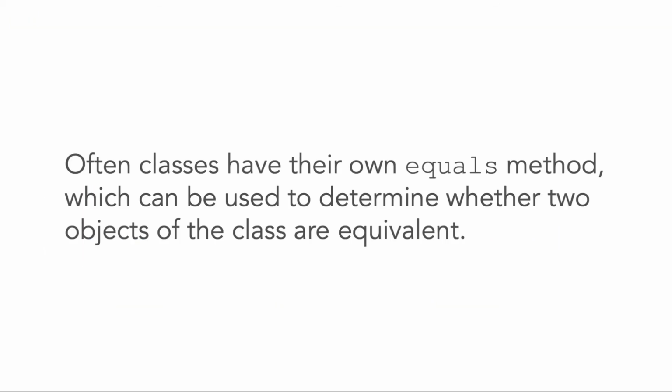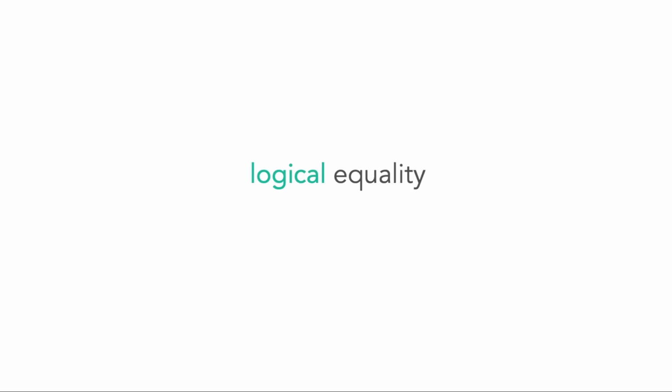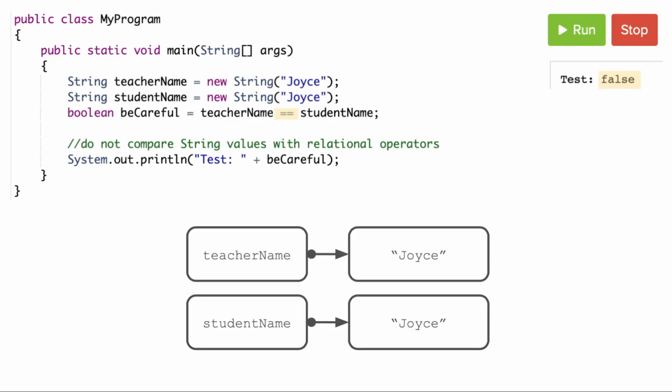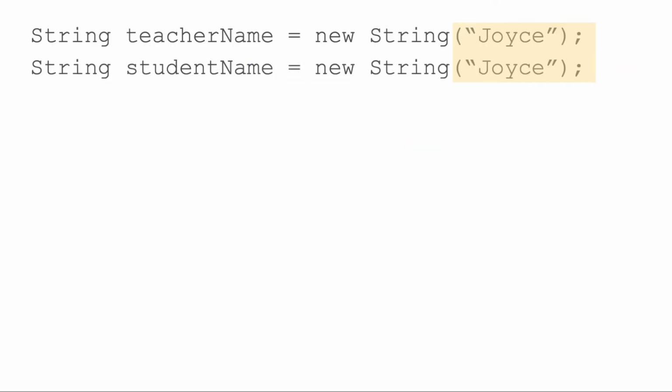Often, classes have their own equals method, which can be used to determine whether two objects of the class are equivalent. This is considered logical equality, when we check to see if the values or data of the objects are equal. We modeled this in Lesson 3.1. Even though these string variables store equal values, they are actually referencing different locations in memory. For this reason, when comparing the values stored in these string variables, we should use the dot equals method.